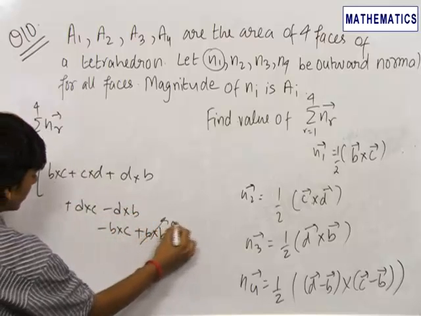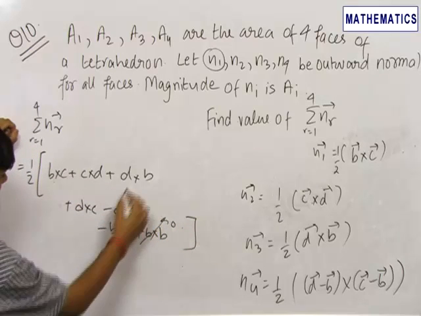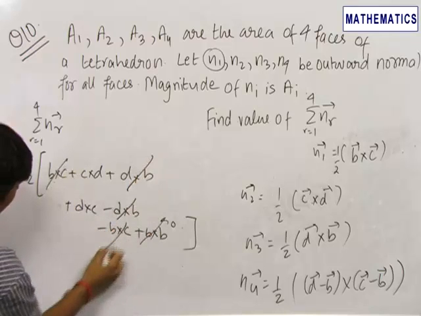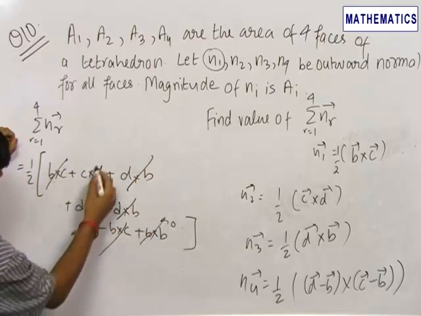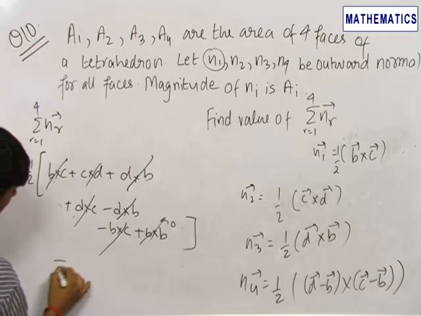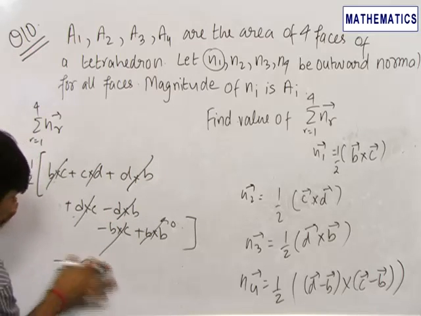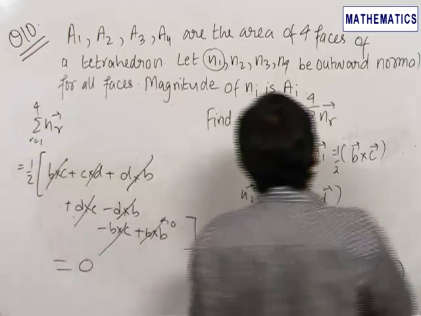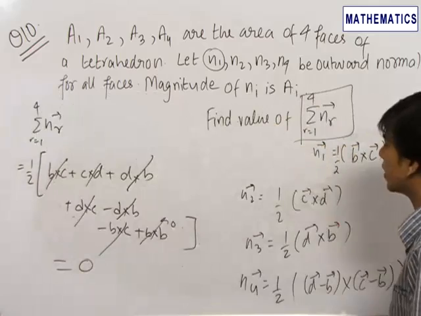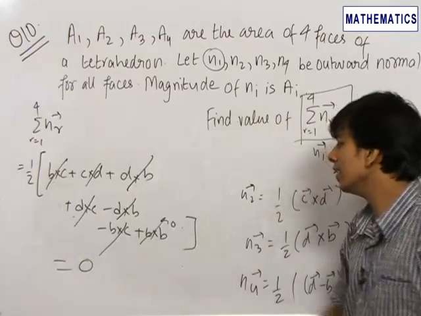This is equal to 0. D cross B minus D cross B again becomes 0. B cross C minus B cross C becomes 0. And C cross D plus D cross C is 0 because D cross C is minus of C cross D. Therefore, this whole term becomes equal to 0. Therefore, the value of N1 vector plus N2 vector plus N3 vector plus N4 vector comes out to be equal to 0. And this is our final answer.